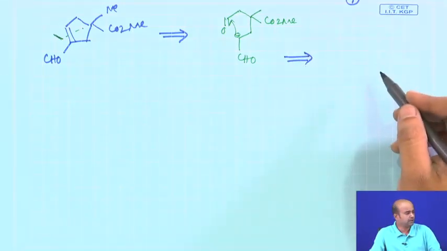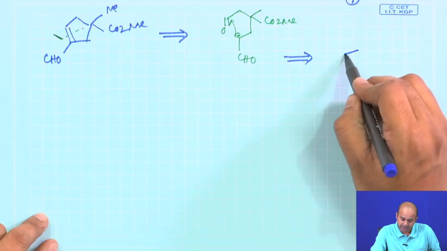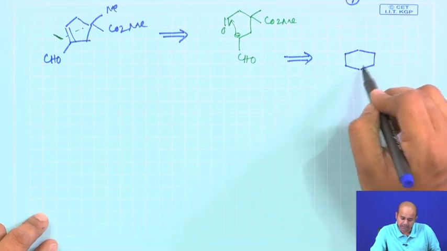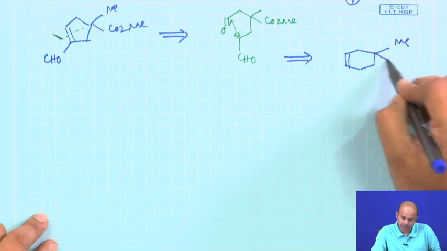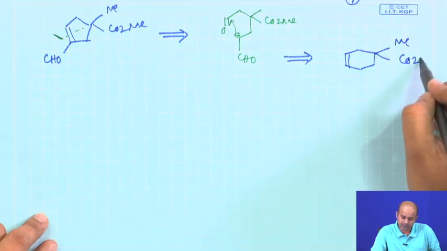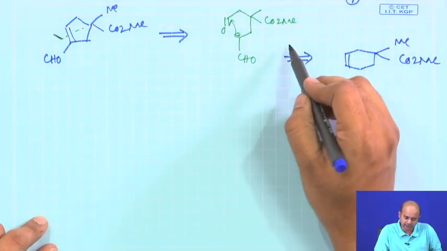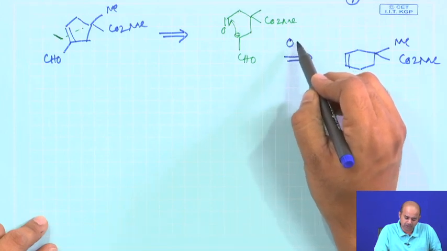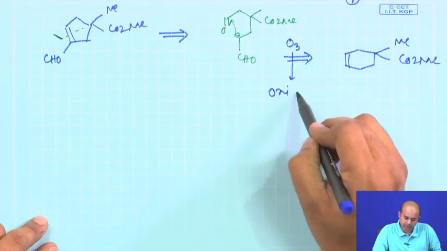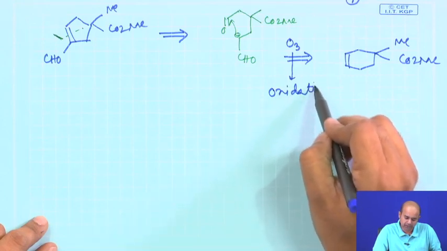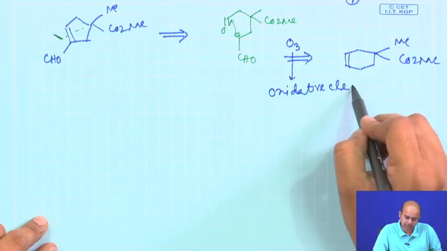Now, the starting material, how can you make the starting material? As it is a dialdehyde, you can straightforwardly go to some compound like this. Now, what is this reaction? It is basically an oxidative cleavage, or you can say ozonolysis. So, it is an oxidative cleavage.